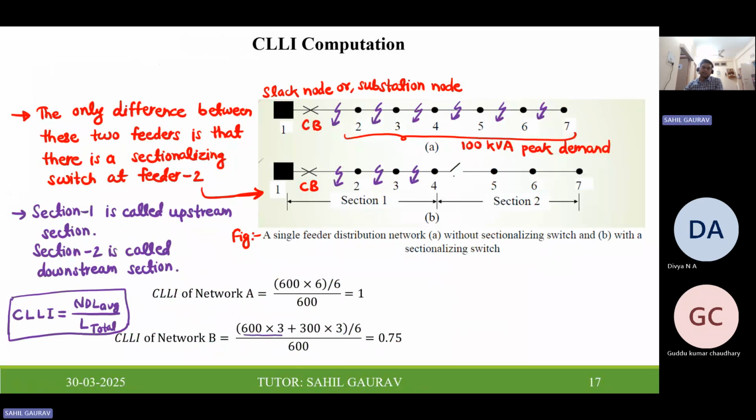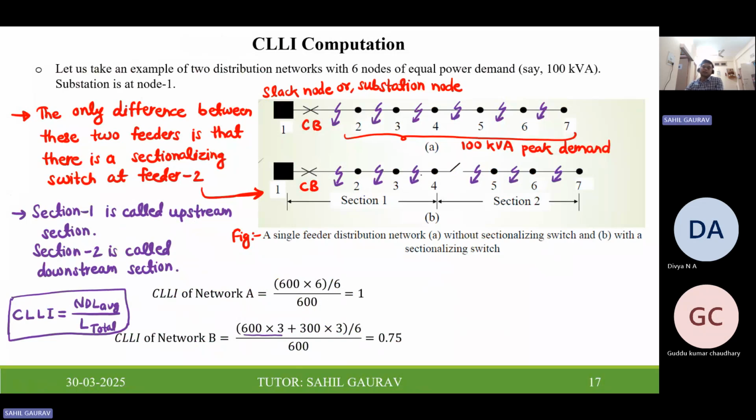Now after the sectionalizing switch, in section 2 we have the sectionalizing switch. If a contingency happens at this point, you can open the sectionalizing switch, so only 300 kVA load demand will be interrupted. The same for the next two lines: only 300 kVA load demand will be interrupted. So before the sectionalizing switch, if any contingency happens, all the load demand will be interrupted. That's why we have written 600 into 3.